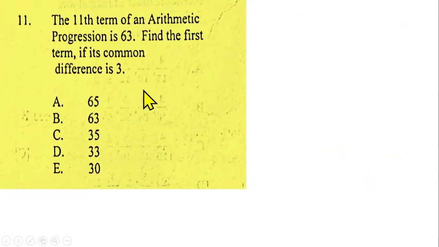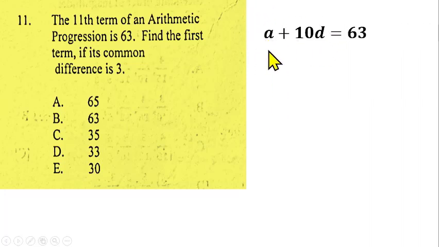Question number 11 is from sequence and series. In this case, arithmetic progression, AP. The 11th term of an arithmetic progression is 63. Find the first term if the common difference is 3. So what is the 11th term of AP? That will be A plus 10D. So A plus 10D is the 11th term of an AP, which is equal to 63 here.